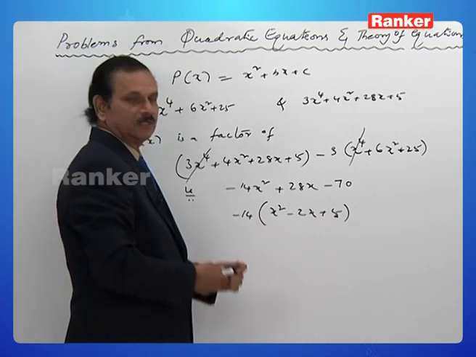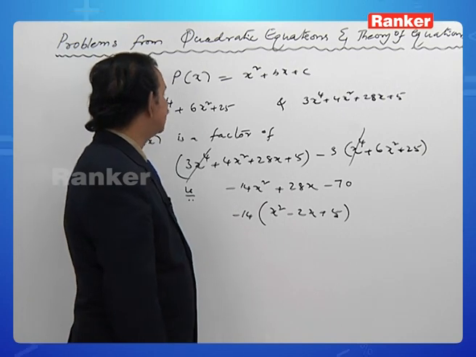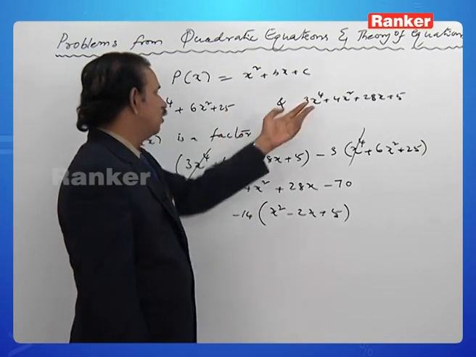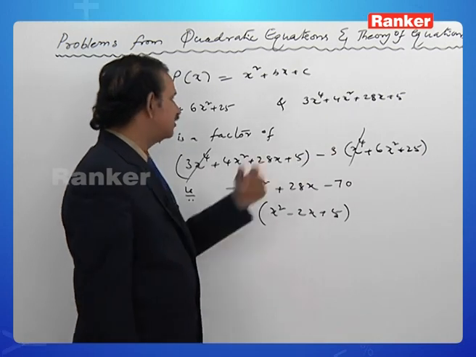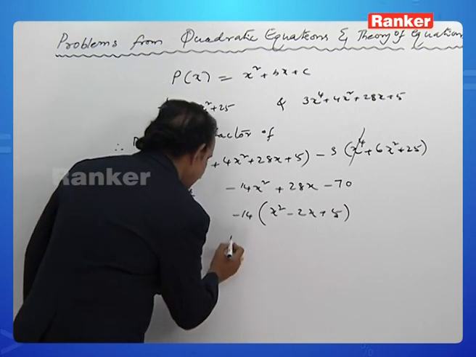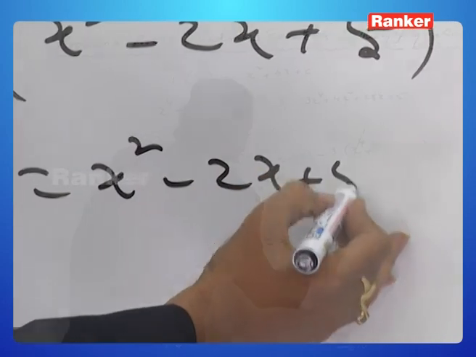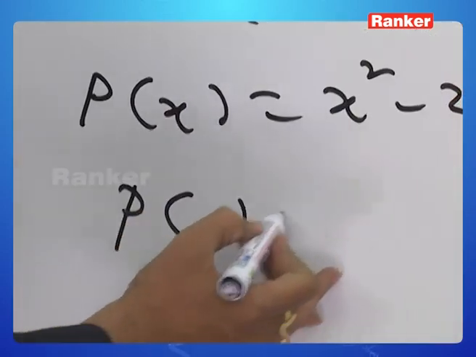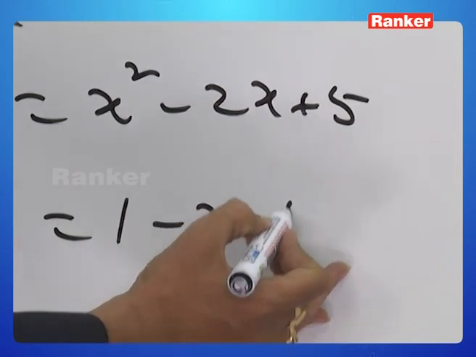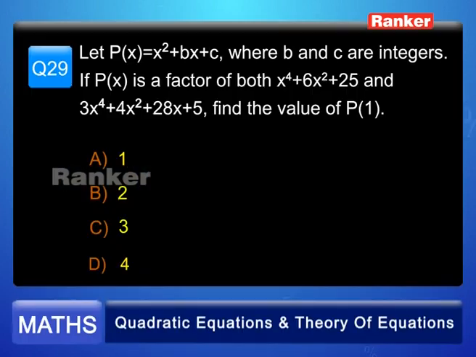Now you observe, p of x is a quadratic and this is also a quadratic. This is a factor of both of this and this is also a factor of both of this. So you can say p of x is nothing but x square minus 2x plus 5 and thereby getting p of 1 as 1 minus 2 plus 5, 6 minus 2 is 4. So what is the right option? Option D is the right option. This is about this question.